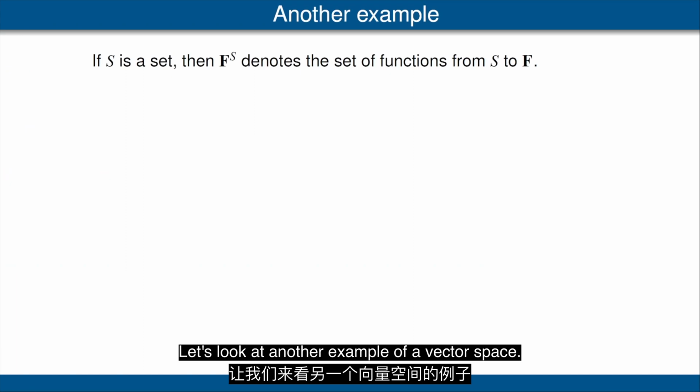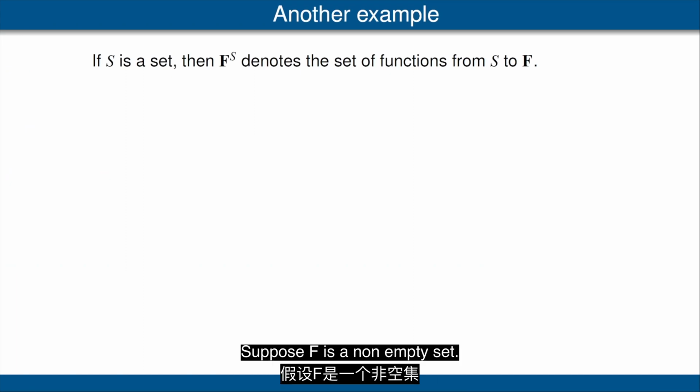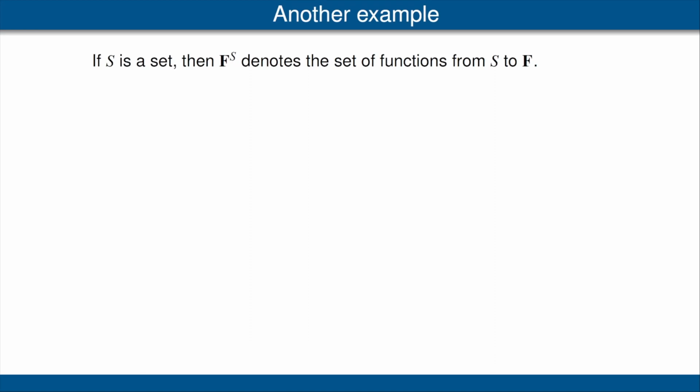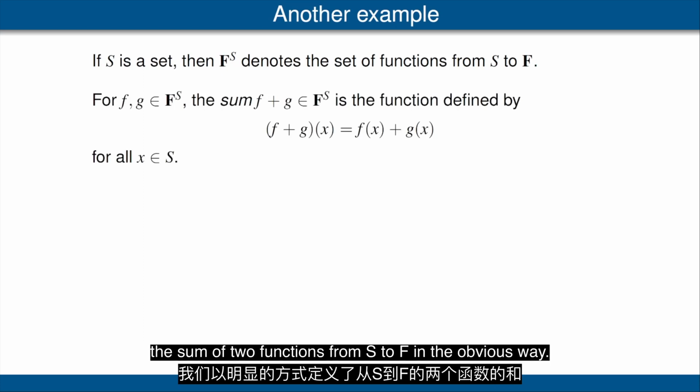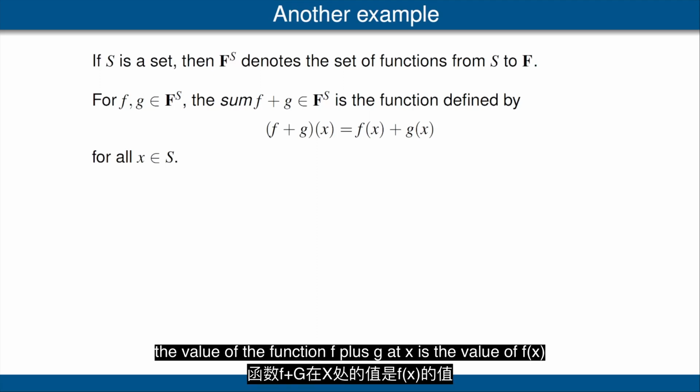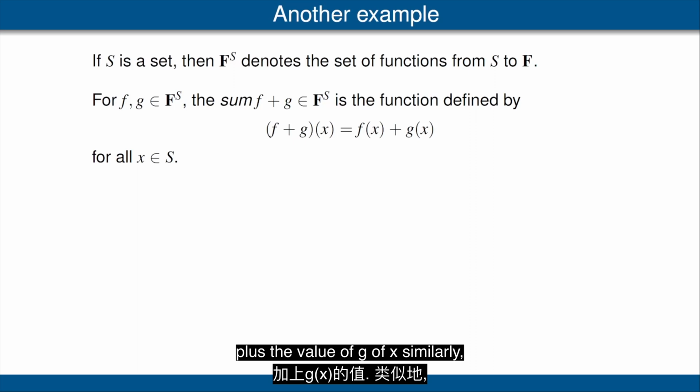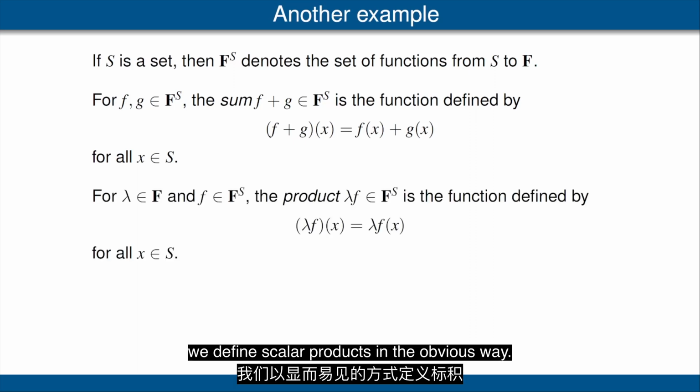Let's look at another example of a vector space. Suppose S is a non-empty set. Let F to the power S denote the set of functions from S to F. We define the sum of two functions from S to F in the obvious way, namely the value of the function f plus g at x is the value of f of x plus the value of g of x. Similarly, we define scalar products in the obvious way.